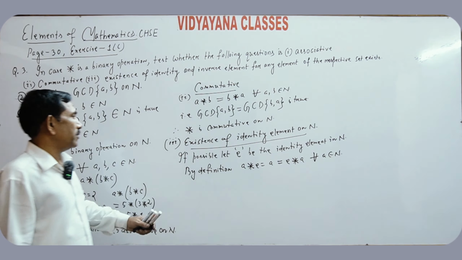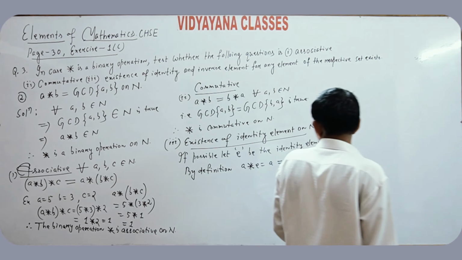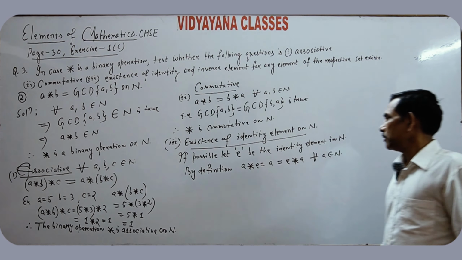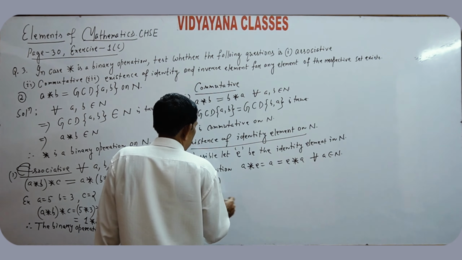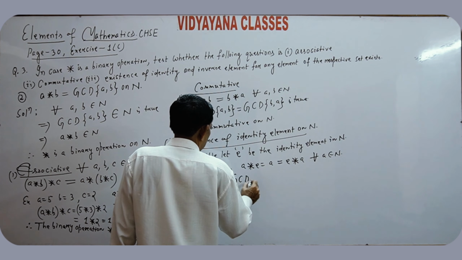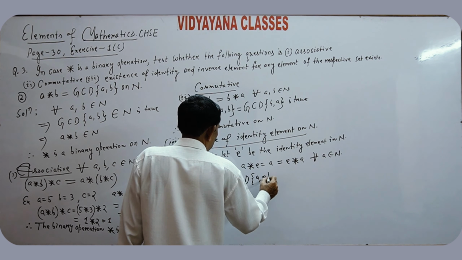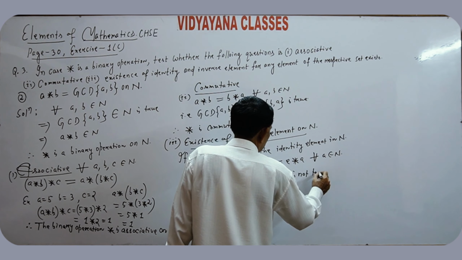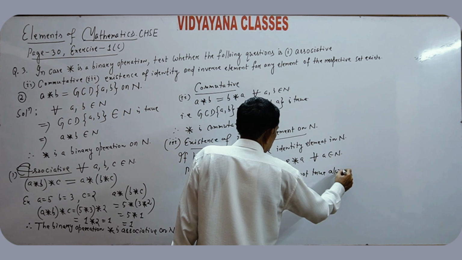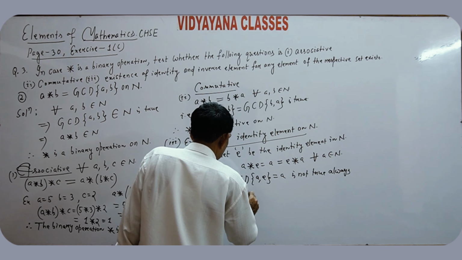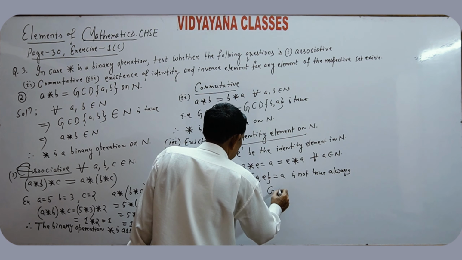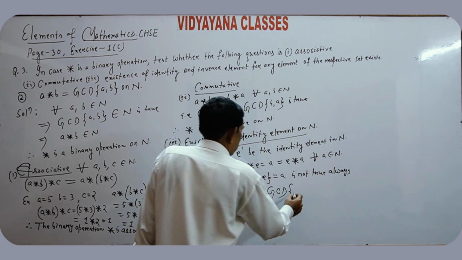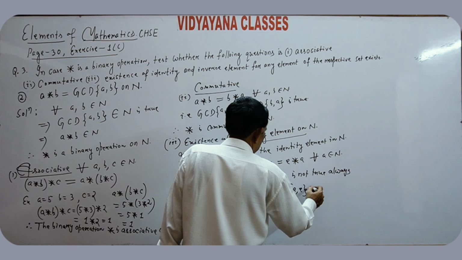If possible, let E be the identity element in N. By definition, A star E is equal to A, which is equal to E star A, which implies GCD of A and E is equal to A. This is not true always, since the GCD, greatest common divisor, of A and E is equal to A.